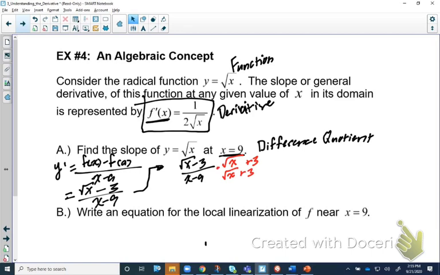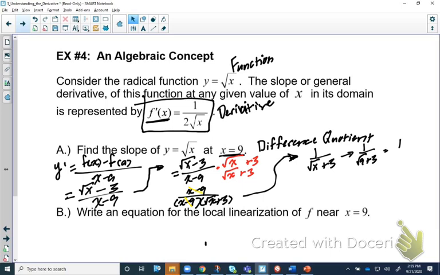In the top, I'm going to get x minus 9. And in the denominator, we're going to get x minus 9 times square root of x plus 3. You can see pretty quickly the x minus 9 terms simplify to 1, leaving me with 1 over the square root of x plus 3. Now I can do my substitution with the 9, and that will give me 1 over square root of 9 plus 3, which simplifies to 1/6.